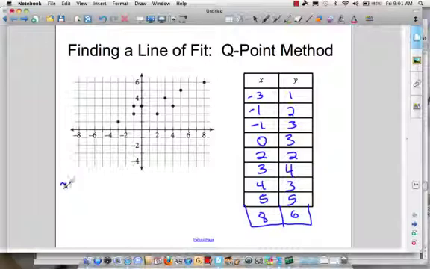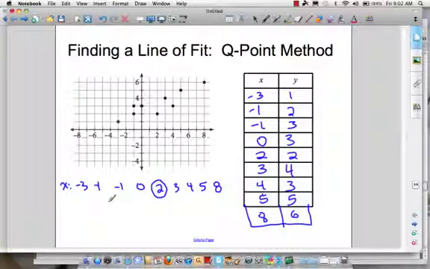Then I'm going to write all the x coordinates in order. So here are my x coordinates: -3, -1, -1, 0, 2, 3, 4, 5, and 8. Now this is a review of something we did earlier in the year. I'm going to find Q1, the first quartile, and Q3 for the x numbers. So there's 1, 2, 3, 4, 5, 6, 7, 8, 9 numbers. So 1, 2, 3, 4. Here's your median, because there are 4 numbers on either side.